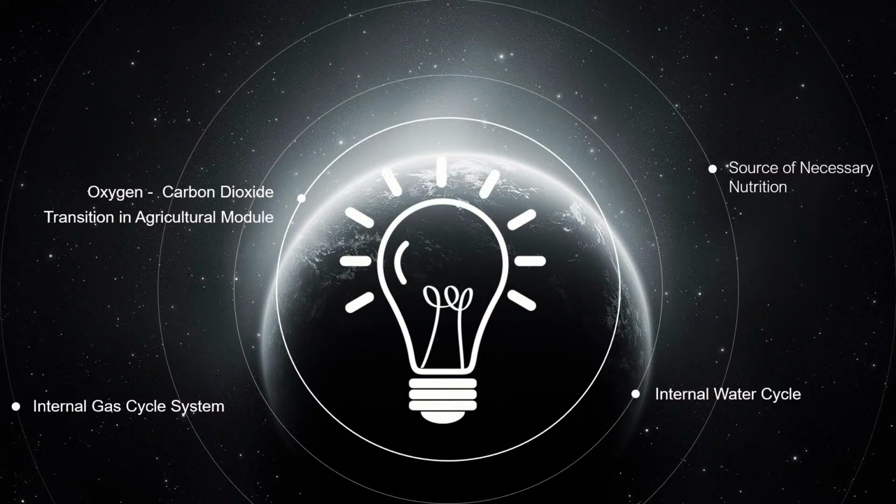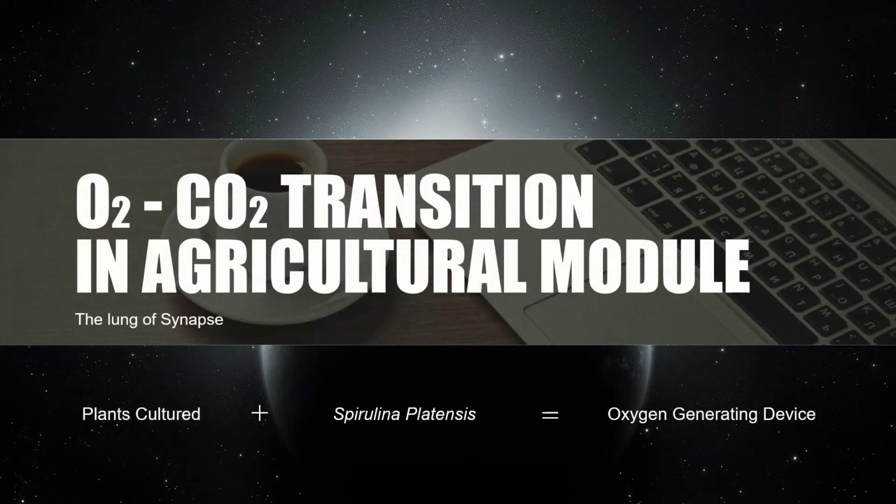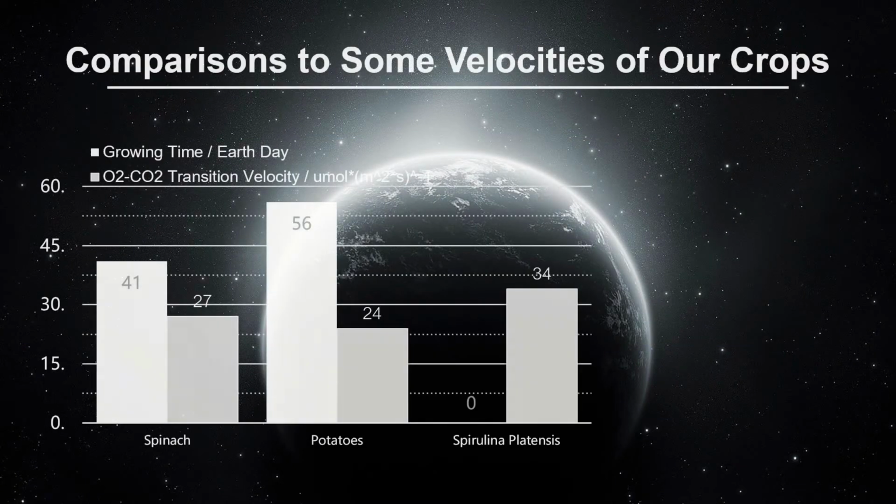Firstly, we are going to talk about the oxygen and carbon dioxide transition in the agricultural module. As we are not going to transform carbon dioxide to oxygen through chemical reactions like what the International Space Station practiced, the agricultural module is extremely important in our system. In the agricultural module, we mainly culture some vegetables and a kind of algae. This produces most of the oxygen cycling in Synapse.